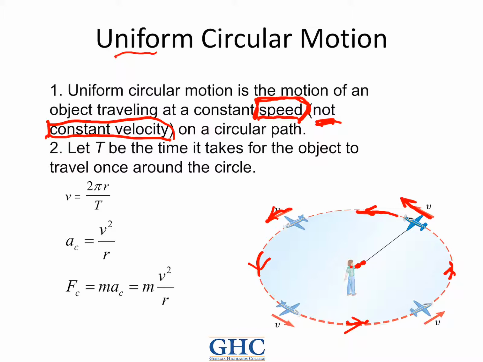So let's call the time it takes for the object to travel once around the circle the period T. The distance it travels will be the circumference of the circle, which is 2 pi r. So the velocity of the object should be 2 pi r over T. So that's the velocity of the object.